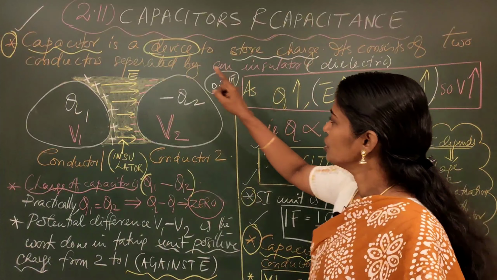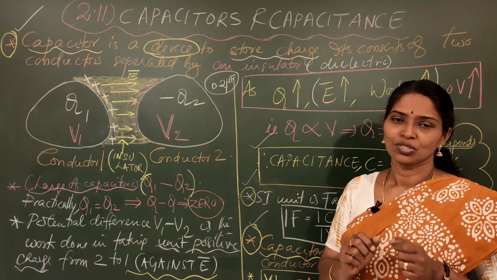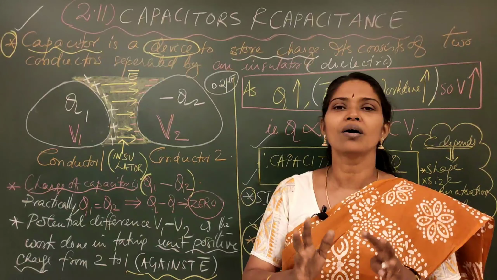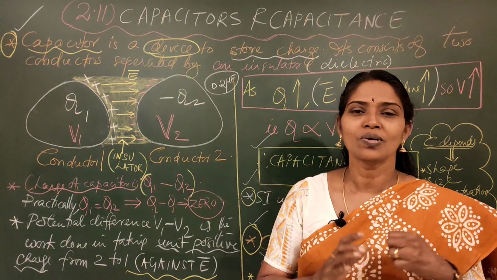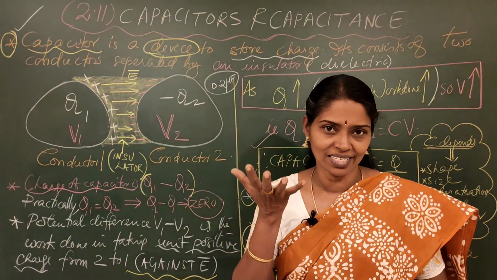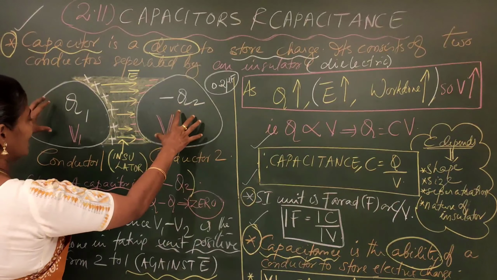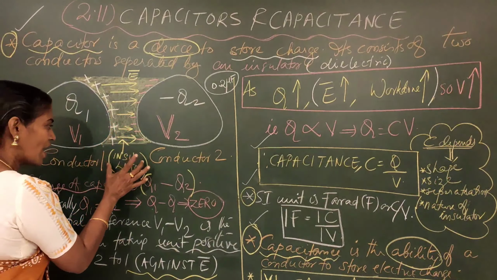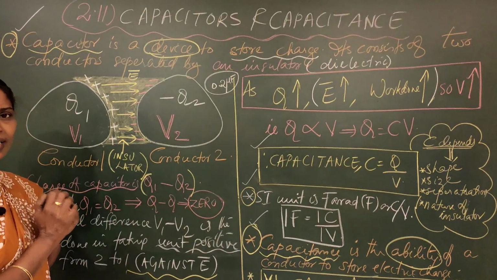And it consists of two conductors separated by an insulator or a dielectric. So two conductors will be there. In between you will have a dielectric or insulator. That is the configuration of a capacitor. So let us see how this configuration works so that it gets capacitance. Come here. We have two conductors. One conductor, second conductor. In between you have an insulator or dielectric. This is how you make a capacitor.